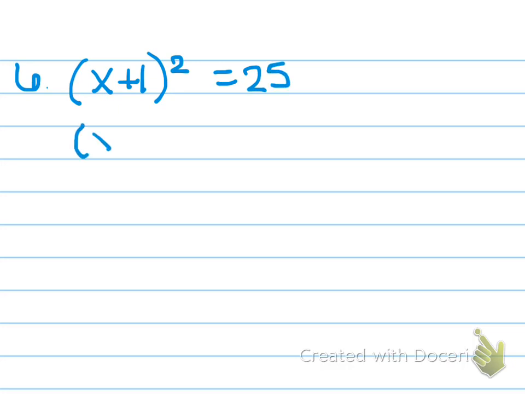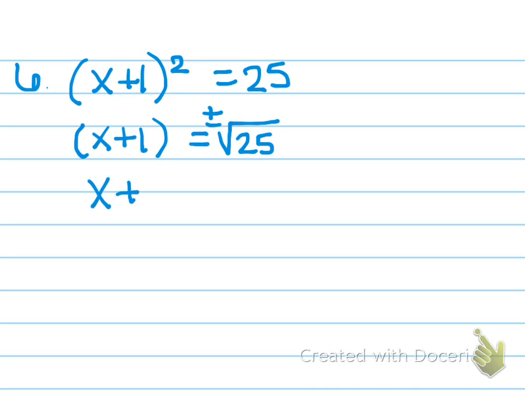Number 6, (x plus 1) squared equals 25. First, we'll take the square root of both sides so that x plus 1 equals plus or minus the square root of 25. The square root of 25 is 5, so we can do x plus 1 equals plus or minus 5.